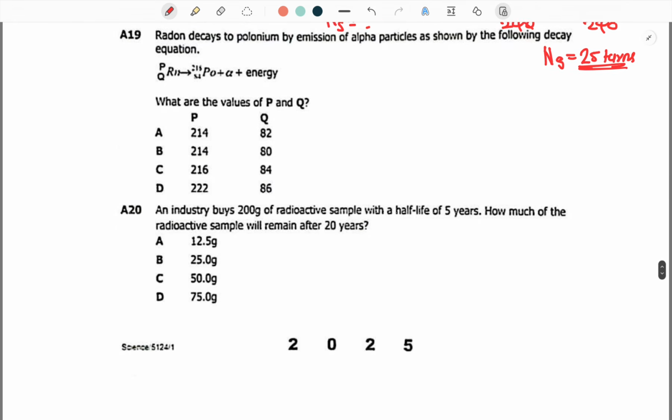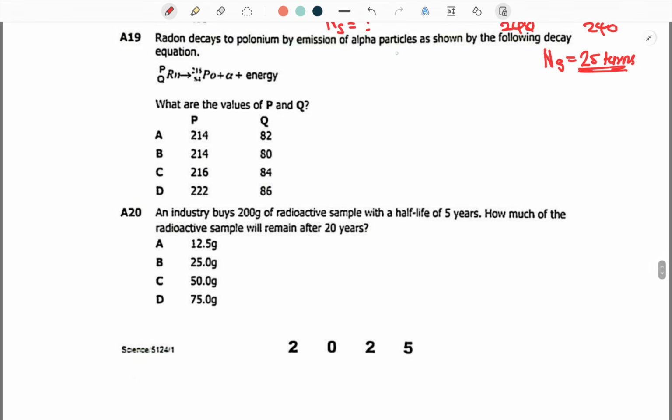Radon decays to polonium by emission of an alpha particle as shown by the following decay equation. Whenever you see alpha particle, let me give you this very important secret: think of helium. Or alpha decay, think of helium. So this is the decay equation that we have. It's emitting an alpha particle, and in this case, think of helium first. They're saying, what are the values of P and Q?